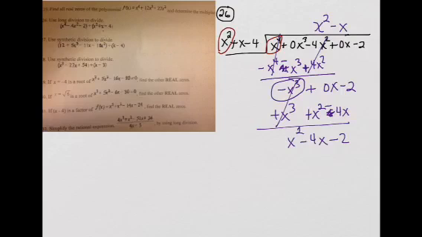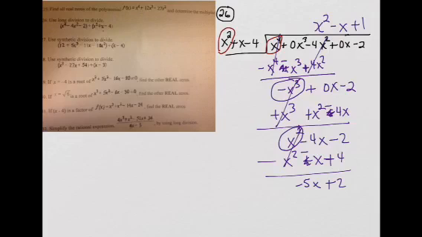And so now I check here. x squared times what gives me x squared? That's 1. So I get x squared plus x minus 4. We subtract, so that changes this sign to a negative and this one to a positive. This is 0, negative 5x. 4 minus 2 is 2. So this is the remainder right here. So you write your answer, x squared minus x plus 1.